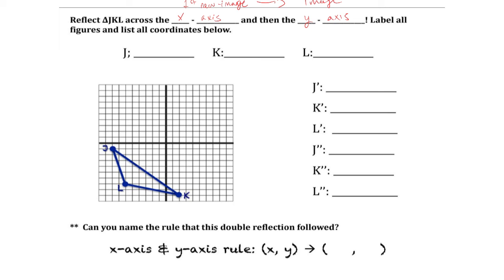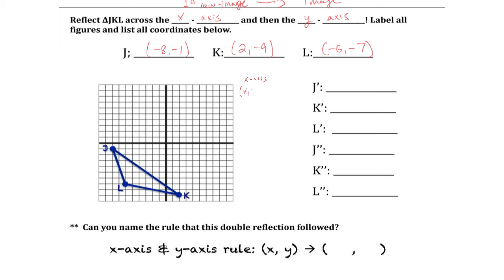Let's label our JKL. J is at (-8, -1), K is at (2, -9), and L is at (-6, -7). Now we're going to first reflect them across the x-axis. That gives us J prime, K prime, L prime. The next one is going to give us J double prime, K double prime, L double prime. That's how we'll label these.